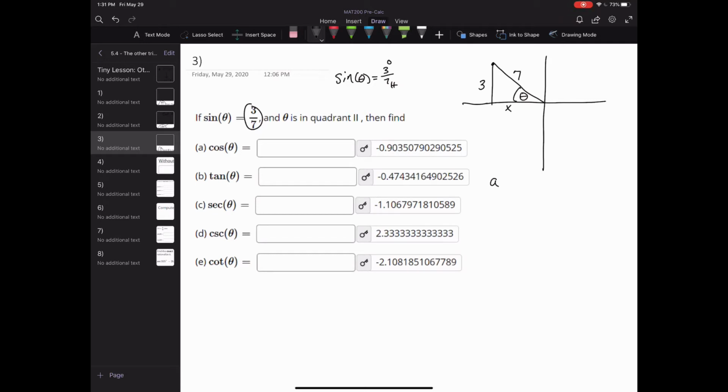We can use the Pythagorean theorem: a squared plus b squared equals c squared. So c is the hypotenuse at 7. A and b are the legs. It doesn't matter which one you put where. We're trying to find one of them.